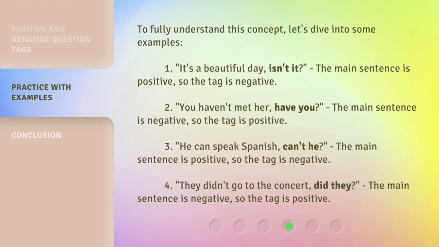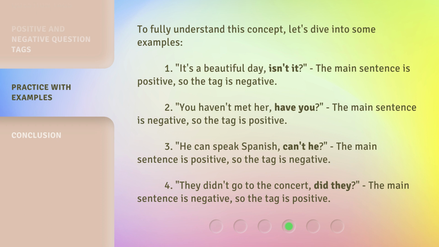To fully understand this concept, let's dive into some examples. 1. It's a beautiful day, isn't it? The main sentence is positive, so the tag is negative. 2. You haven't met her, have you? The main sentence is negative, so the tag is positive.